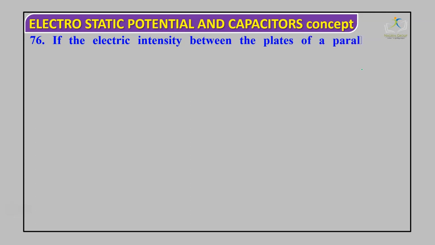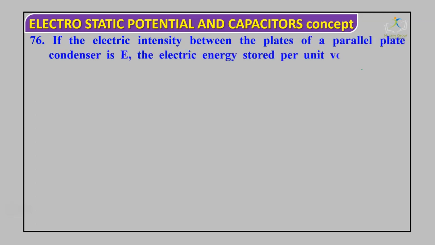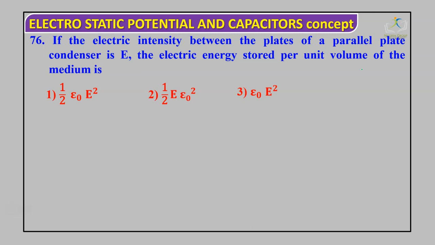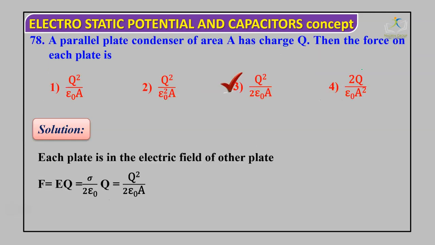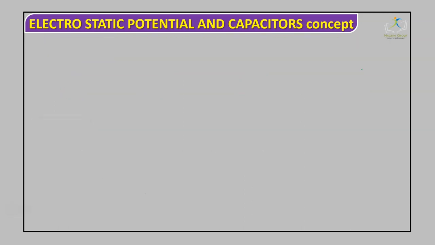Next question we have. If the electric intensity between the plates of a parallel plate condenser is E, the electric energy stored per unit volume of the medium is 1 by 2 epsilon naught E square, 1 by 2 E epsilon naught square, epsilon naught E square, or 2 epsilon naught E square. Solution we have, energy stored per unit volume, in bracket energy density: E by V is equal to half epsilon naught E by d, V square by V, is equal to half epsilon naught E square. Hence the correct option for this question is C.